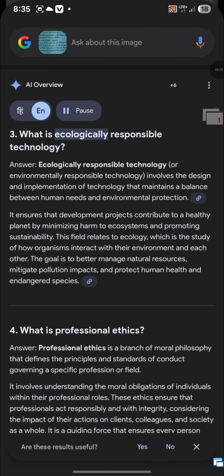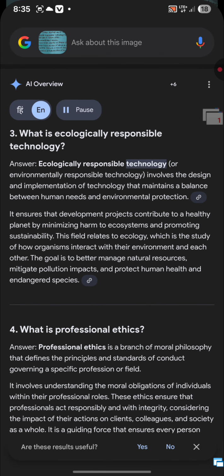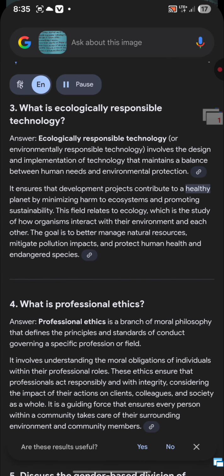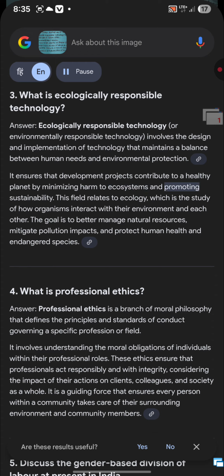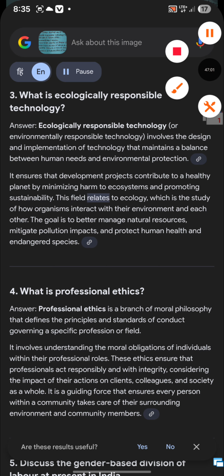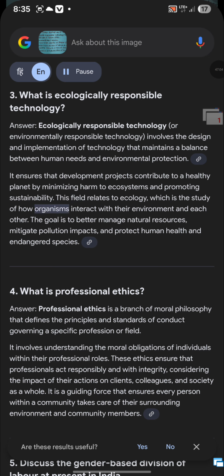3. What is ecologically responsible technology? Answer. Ecologically responsible technology, or environmentally responsible technology, involves the design and implementation of technology that maintains a balance between human needs and environmental protection. It ensures that development projects contribute to a healthy planet by minimizing harm to ecosystems and promoting sustainability. This field relates to ecology, which is the study of how organisms interact with their environment and each other. The goal is to better manage natural resources, mitigate pollution impacts, and protect human health and endangered species.